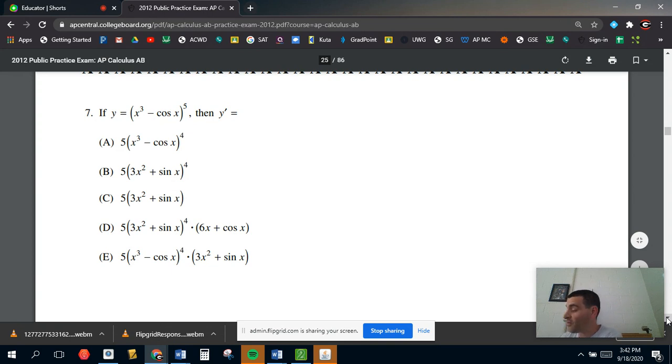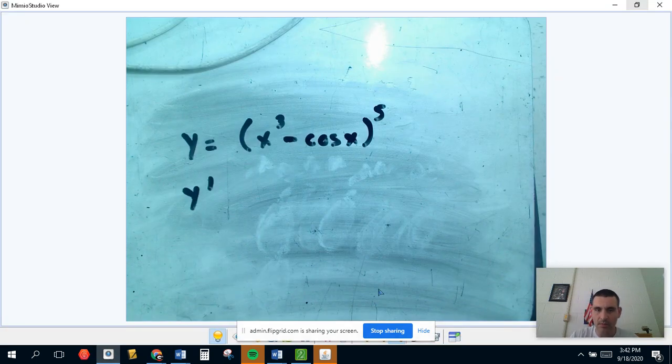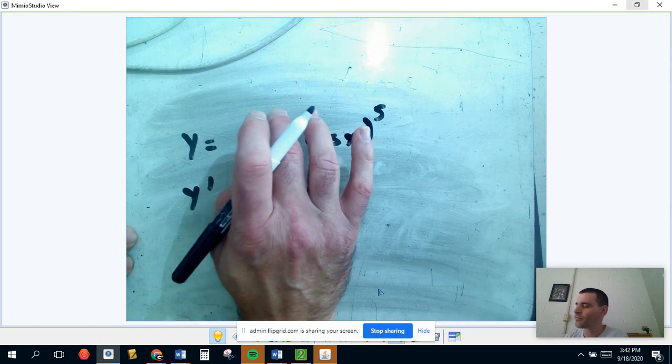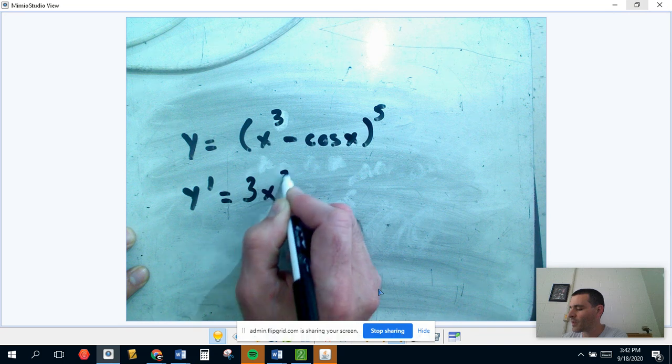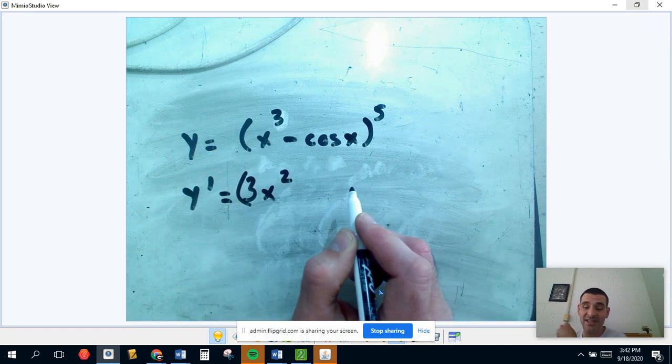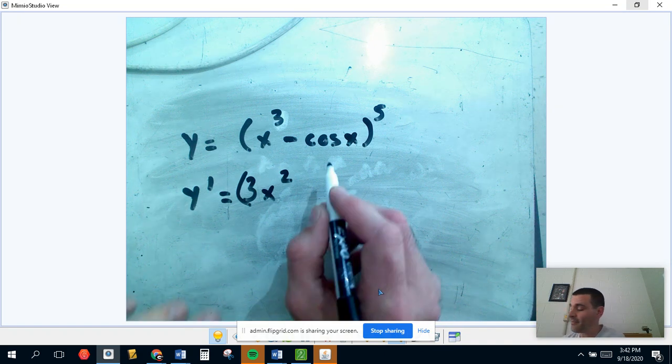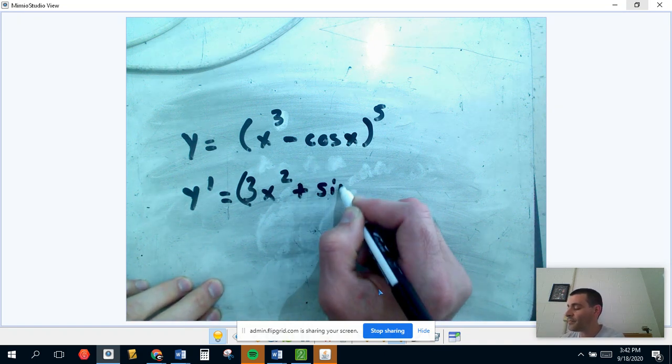If we ever have a function inside a function, like we do here, something whose derivative is not 1 inside of some other function, then it's going to be the chain rule. So we'll rehearse that here. So let's look at our board. All right. So the derivative of the inside, that's x to the third, is going to be 3x squared. And the derivative of cosine is negative sine, but since we have a negative already, it'll be positive sine.